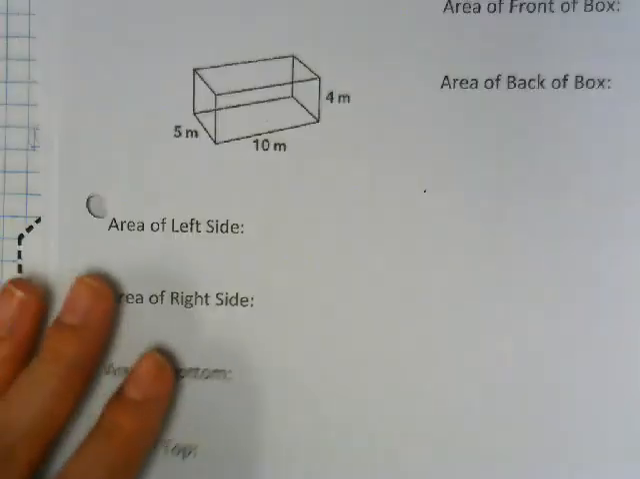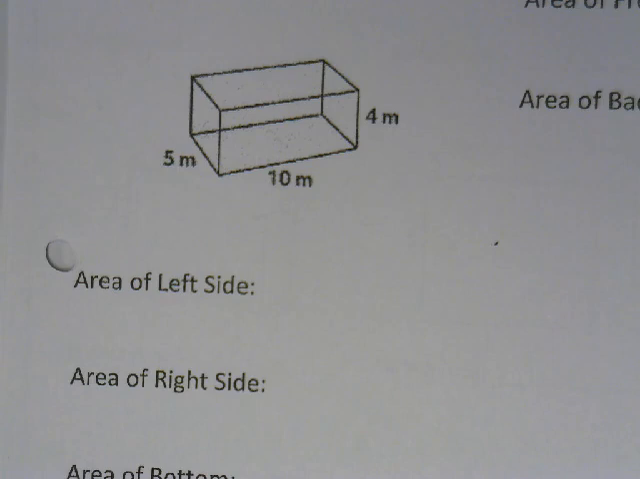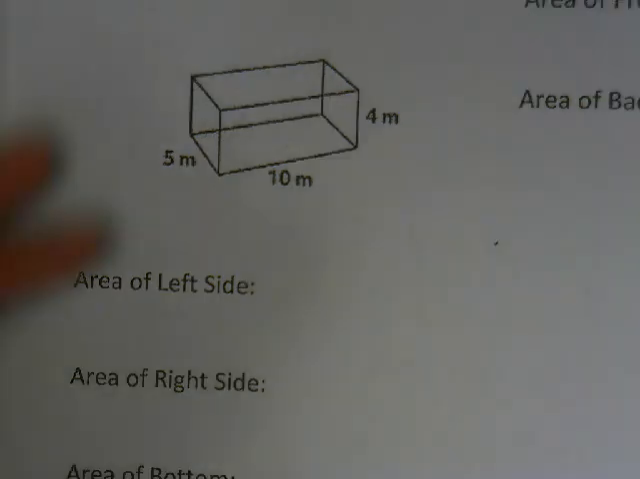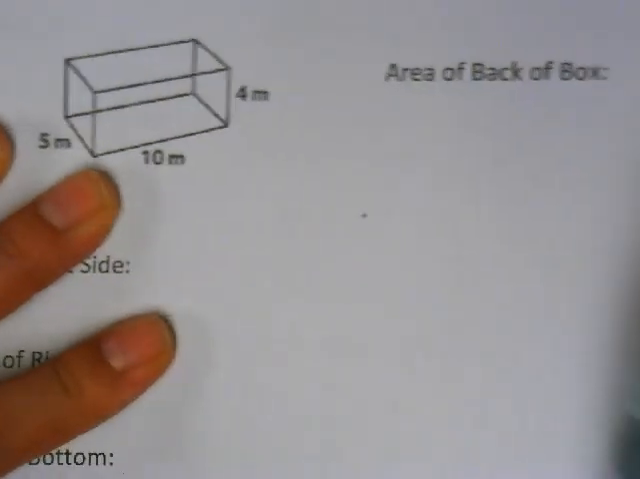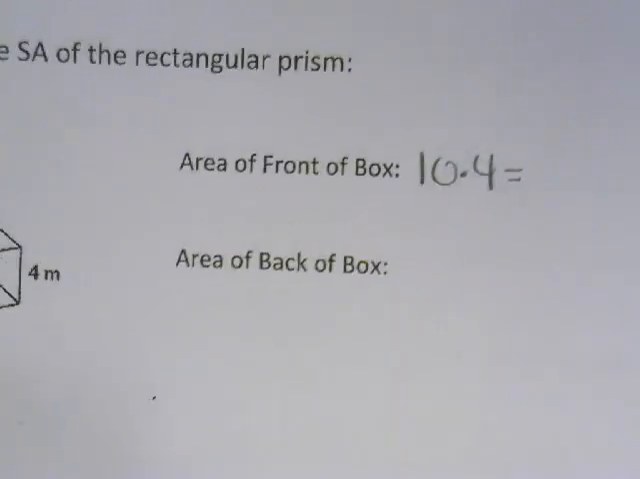which two numbers, so the hardest part is picking the two right numbers, the correct numbers. Which two numbers represent the front side? So the front side would be this part, right? This part is your front side. So what are my two numbers? 10 and 4. This number is 10 and this number is 4. So what do I do with those two numbers? Multiply it. So area of the front box is 10 times 4, which is equal to 40.